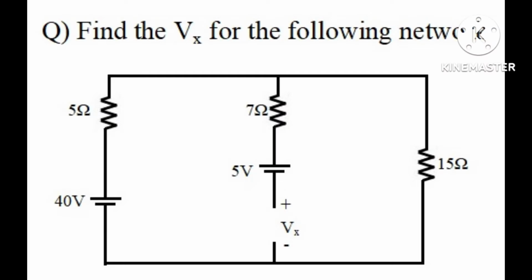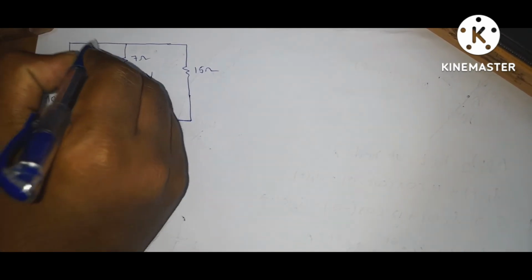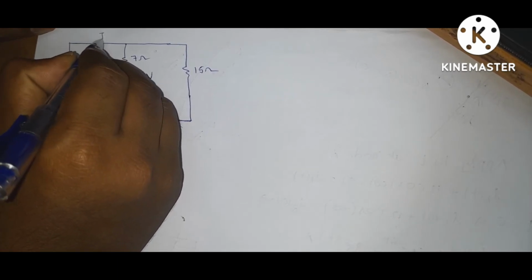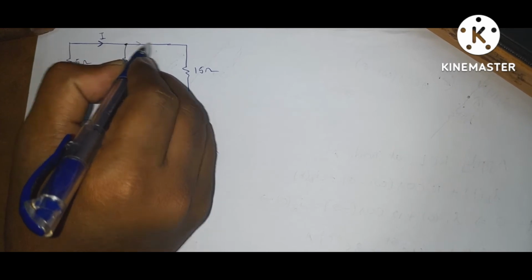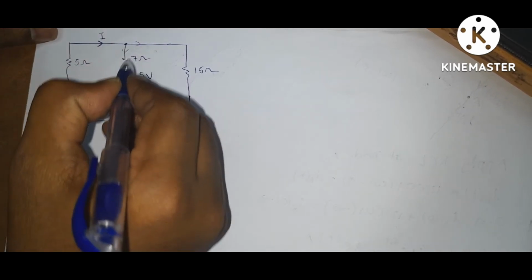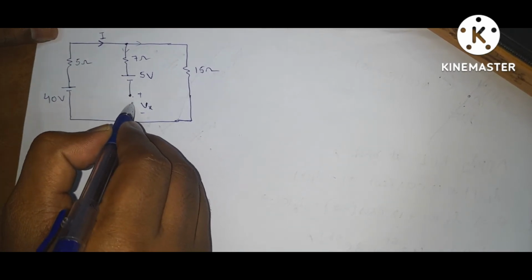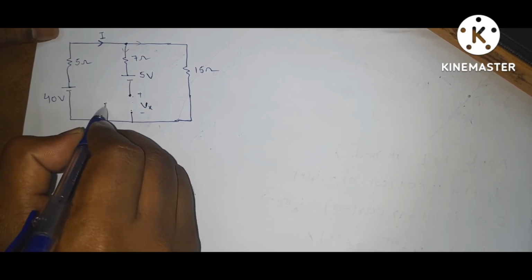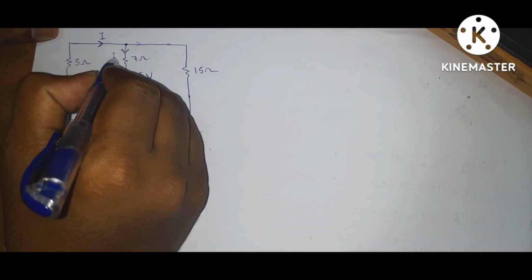Next question. Find the Vx for the following network. This is the given circuit. Suppose current I is coming from here. Whenever it reaches this node, current goes in this way and in this way. If you observe here, this is an open circuit. If the circuit is open, what is the current? Current is 0. Let it be I1. I1 is equal to 0.